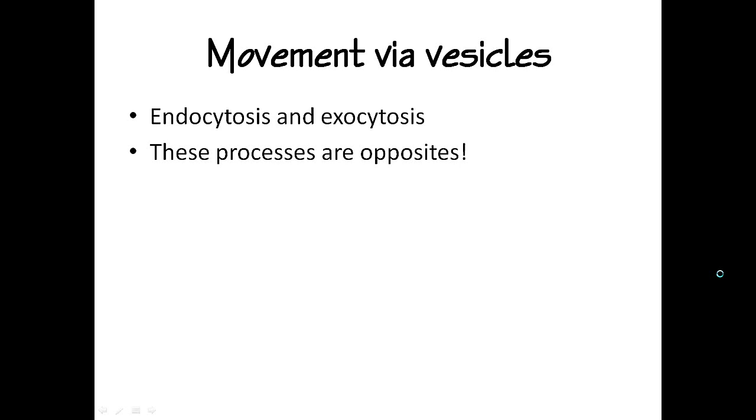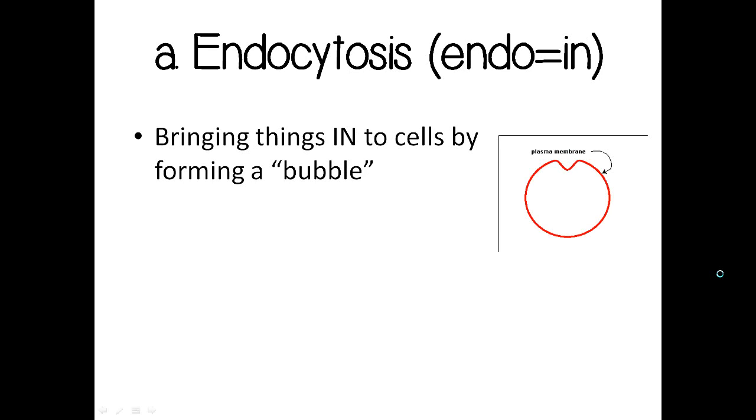In cells before, we learned about the organelles, and vesicles, remember, like little taxi cabs of the cells that move things around. Endocytosis and exocytosis are opposite processes from each other. Endo means in. So endocytosis is bringing things into cells by forming a bubble. The substance pushes into the cell membrane, which causes a little bubble to form and pinch off and move inside the cell so it can go and be transported wherever it needs to go. This is active transport. It takes energy to happen.